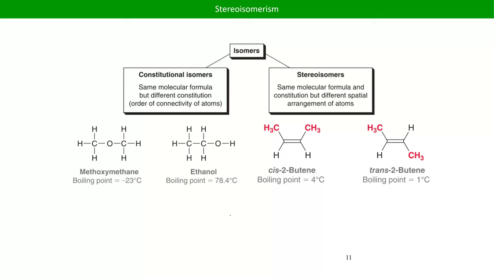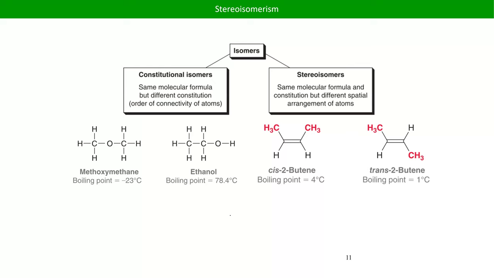All right, the reason this page reminded me of that is because one of the problems is going to be: here's the molecular formula, draw all the constitutional isomers. So if it's C3H7Br, how many different isomers are there? How many different ways can you arrange that to get different compounds?